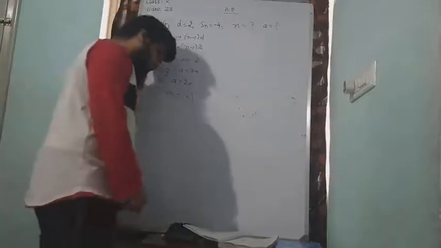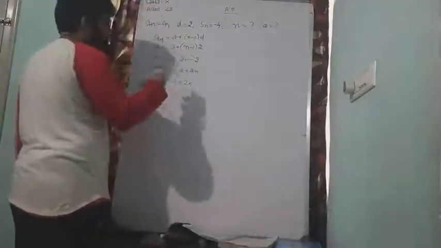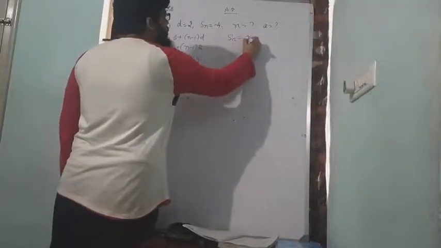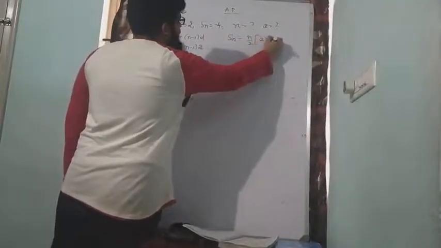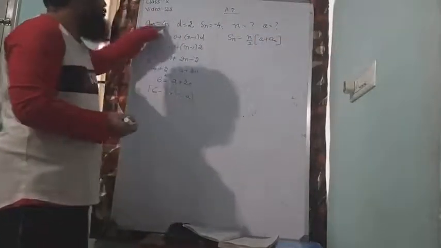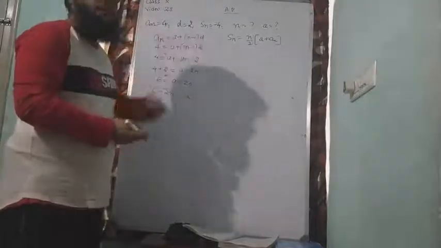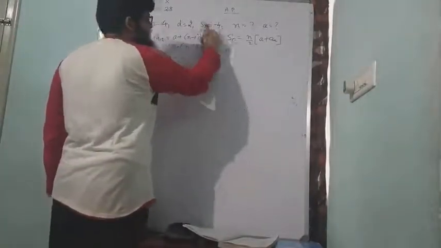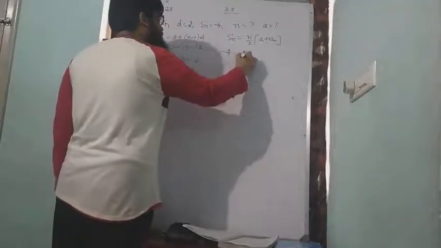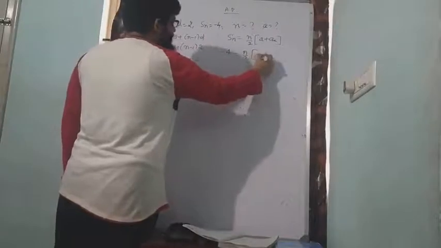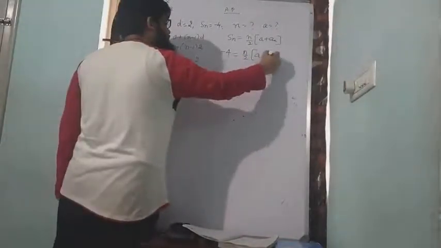Remember that much. Now I'll make use of the Sn formula. Sn is equal to n by 2 into a plus an. Why do you think I am making use of the short formula? Because I already have the an value present. If I have the an value present, I can always make use of the short formula. Sn value is given as minus 4. So minus 4 is equal to n by 2 into a, a we don't know, we are finding it out, plus an, we know an is 4.